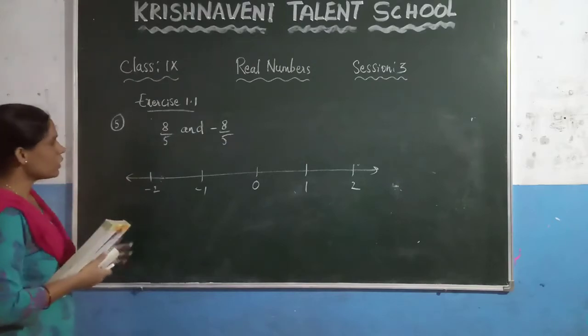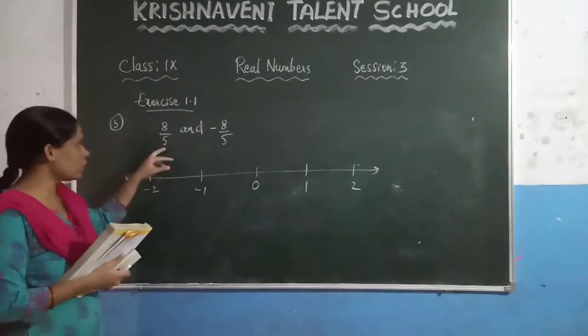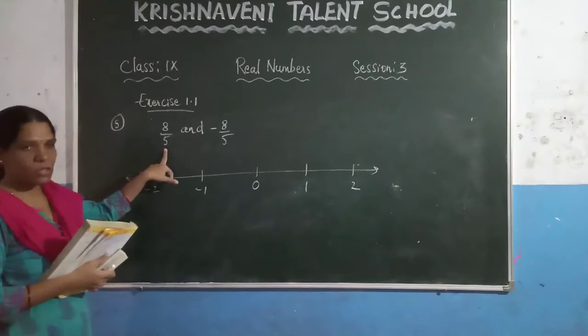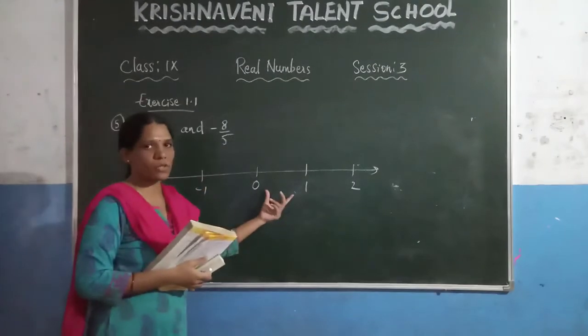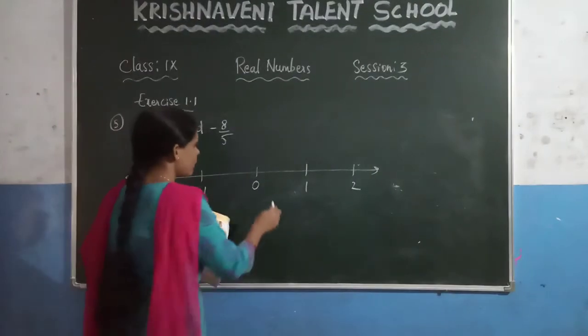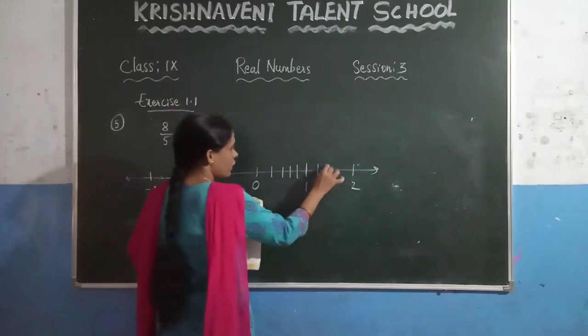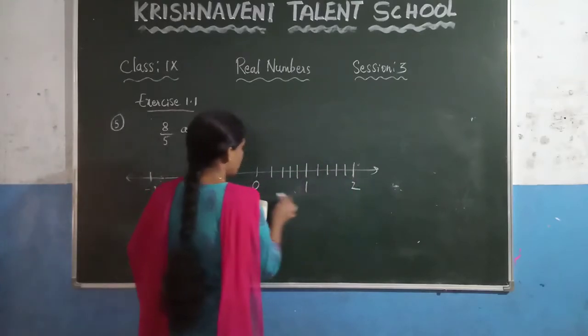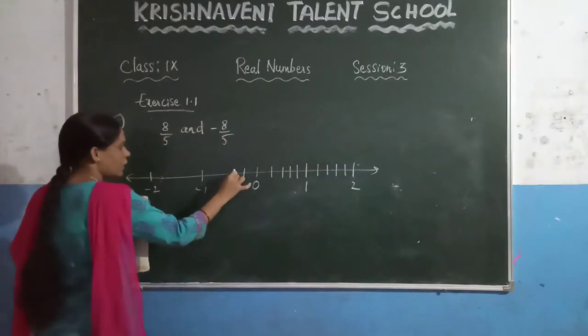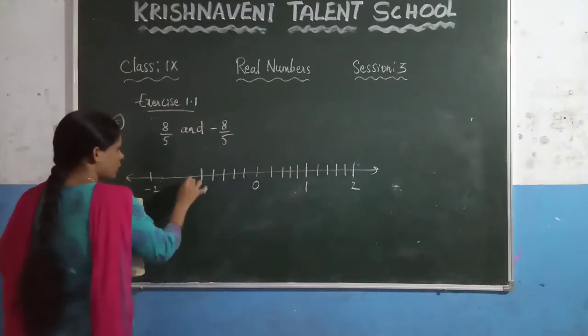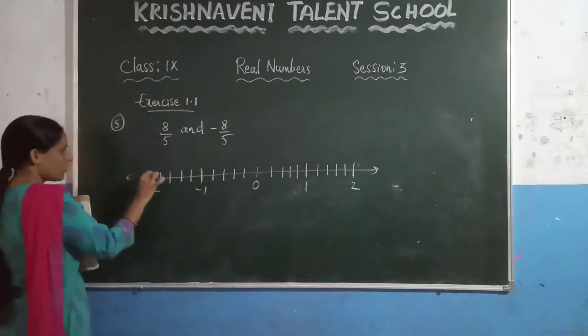And after that you have to check the denominator. What is the denominator here? 5. So you have to divide each unit into 5 equal parts. Let us divide here 1, 2, 3, 4, 5. Here also 1, 2, 3, 4, 5. On the left side again 1, 2, 3, 4, 5. 1, 2, 3, 4, 5.